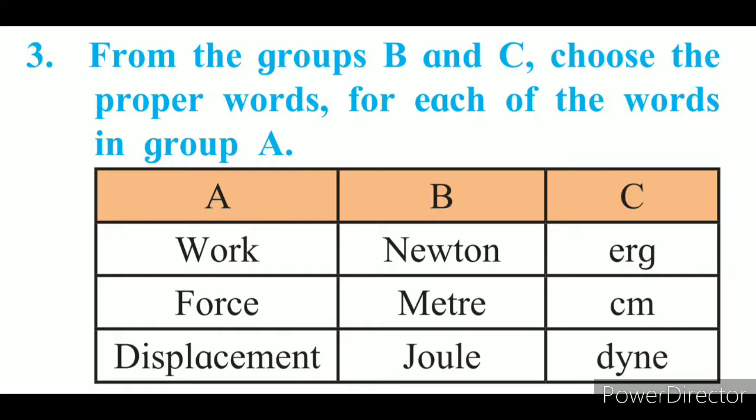Question number 3: from group B and C, choose the proper word for each word in group A. Quantities and their units in the MKS and CGS systems are given. So we know that work has the unit joule, and in the CGS system it is erg. Force has the unit Newton, and in the CGS system it is dyne, and displacement has the unit meter in the MKS system, and in the CGS system it is centimeter.